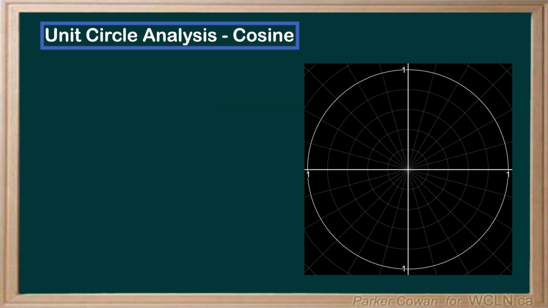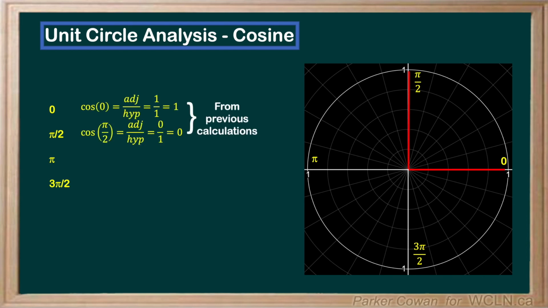By now we may have noticed a pattern emerge. Let's see if we can use our observations from our sine calculations in combination with our previous calculations of cos of 0 and cos of pi over 2. It appeared that sine was oscillating from 1 to 0 to -1 and back to 0 again. Assuming cosine is following a similar pattern, can you guess what cos of pi and 3 pi over 2 are? If not, that's okay, let's calculate them.